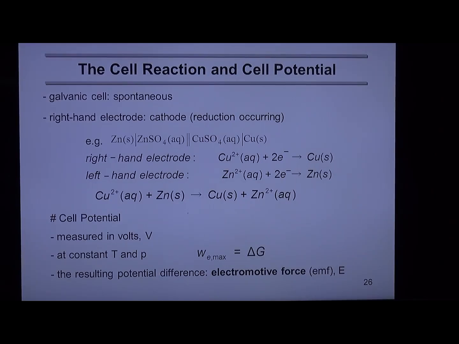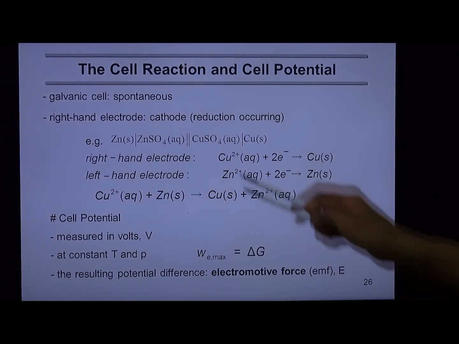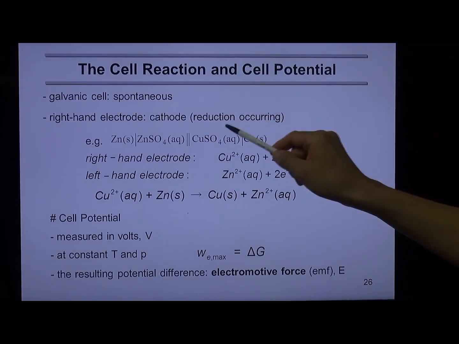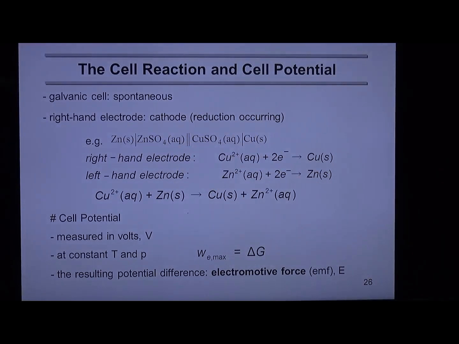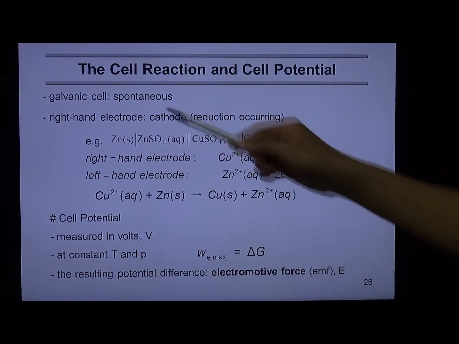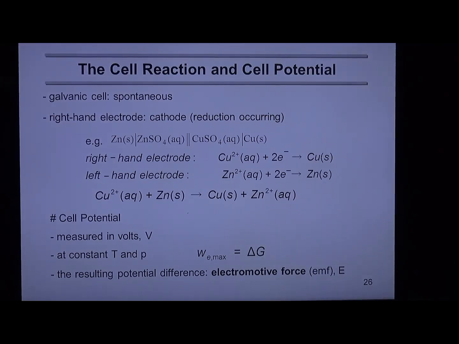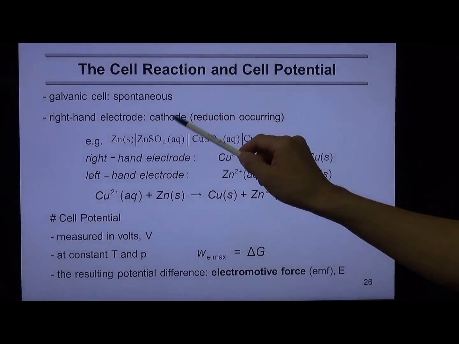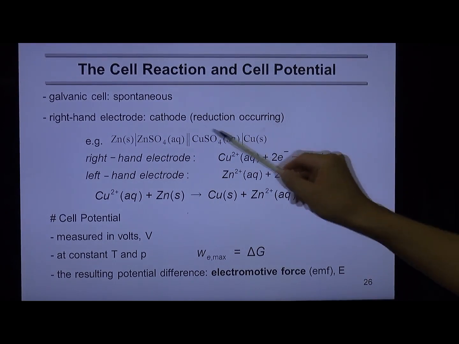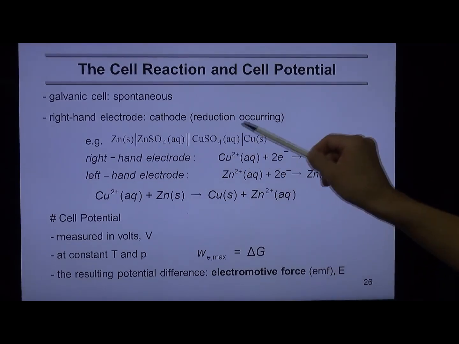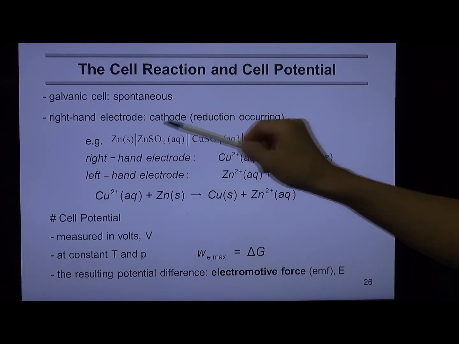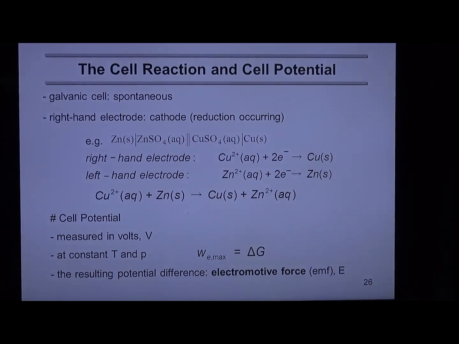The rule is we put the cathode, at which reduction occurs, on the right side. So this is the cathode, and this is the anode. That's the rule. When you express a galvanic cell using the notation of an electrochemical cell, we put the cathode on the right side and the anode on the left side. And the cathode is the reduction electrode. The anode is the oxidation electrode, right?